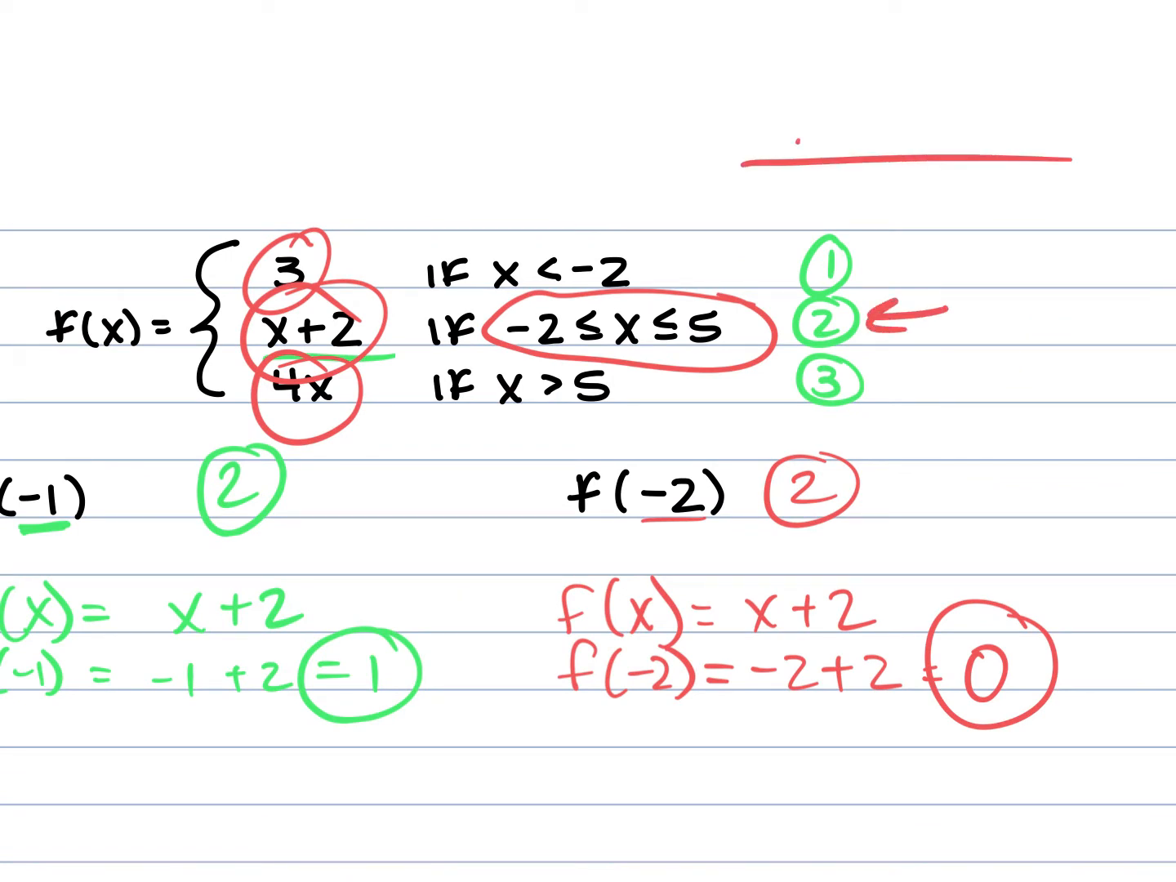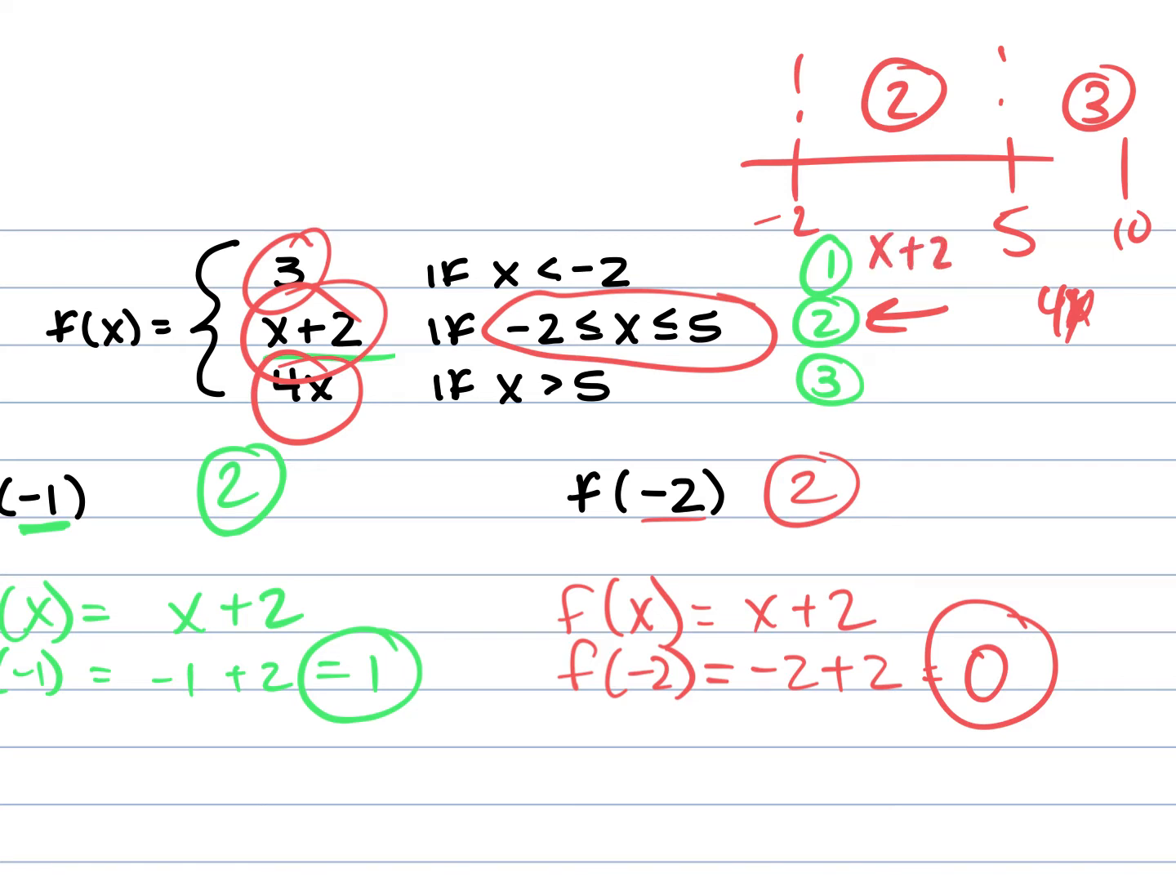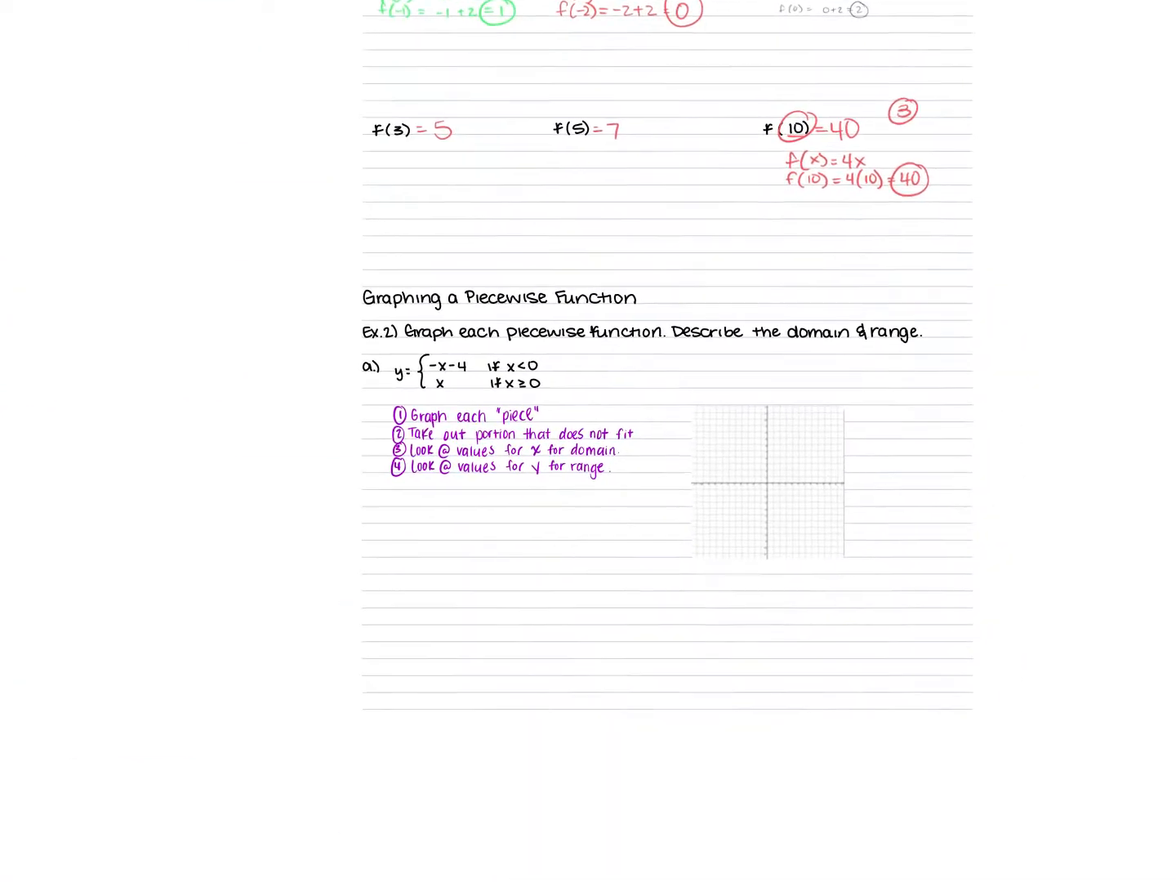You agree on a number line, here's negative 2, here's 5. Where's 10? Over here, right? So piece number 2 only exists between these two sections. This is now piece number 3. That's that realm, so you have to use f of x equals 4x. Does that make more sense? When you were between here, you used x plus 2 every single time, but once you go to the right of 5, you've got to use 4x. Does that help?